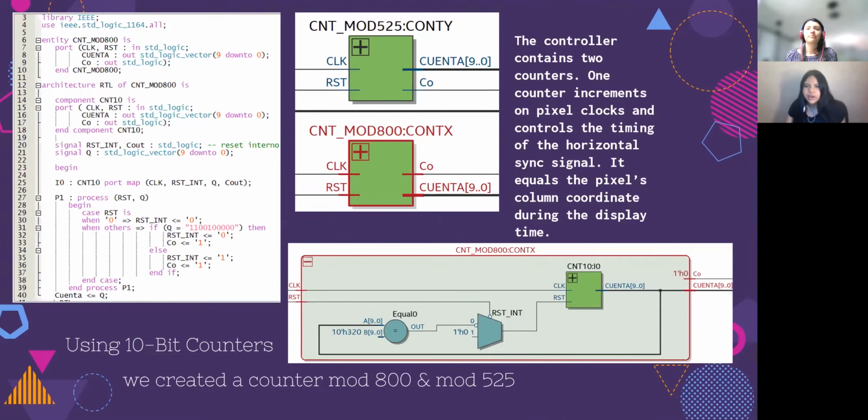The controller also contains two counters. One counter increments on pixel clocks and controls the timing of the horizontal signal. It equals the pixel's column coordinate during the display time. We use two 10-bit counters to create the one mode 800 and one mode 525.